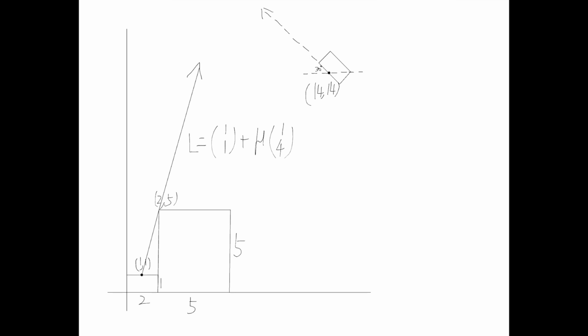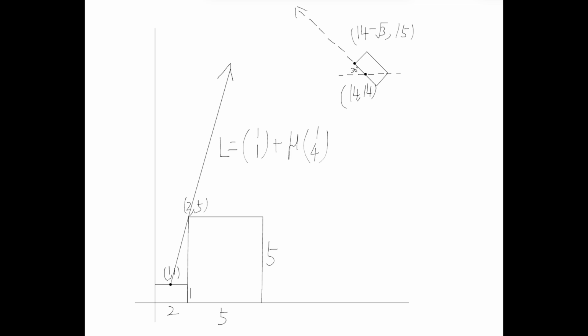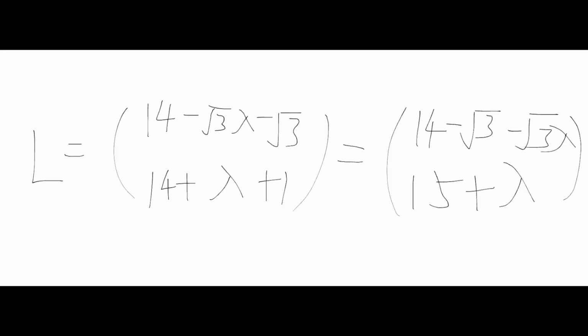Since the peeker is moving approximately to the left, the holder would see the peeker's right shoulder first. So the position vector of the moving peeker is not 14, 14 anymore, because 14, 14 represents the position of its head. Therefore, the x and the y value should both decrease by 1 unit. So the x value should be 14 minus square root 3 lambda minus square root 3, and the y value would be 14 plus lambda plus 1.